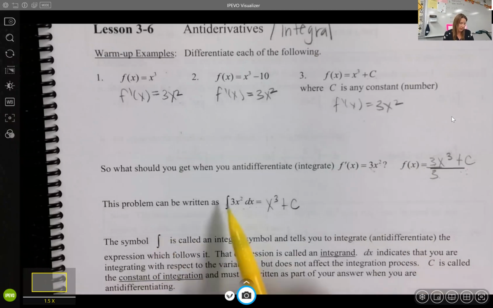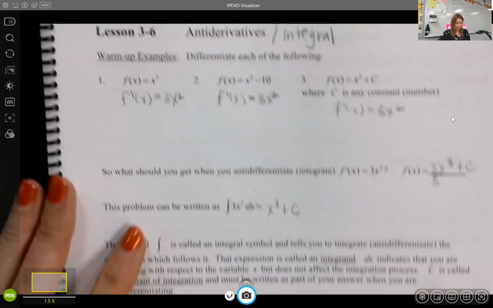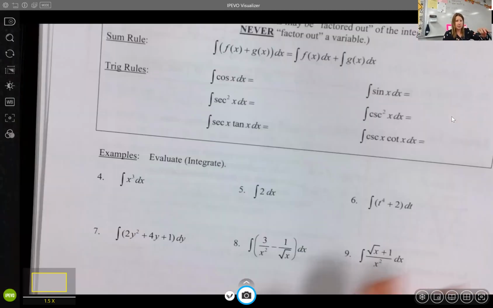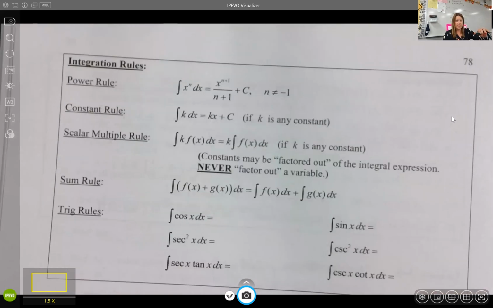So this just gives you some definitions. When I have this symbol, it's called an integral symbol. That's antiderivative. The expression that you are integrating is called an integrand. The dx just gives you what variable you're using, with respect to what. It doesn't change your integral at all. And then the c is called the constant of integration. So what we're going to do is learn some rules for taking integrals.